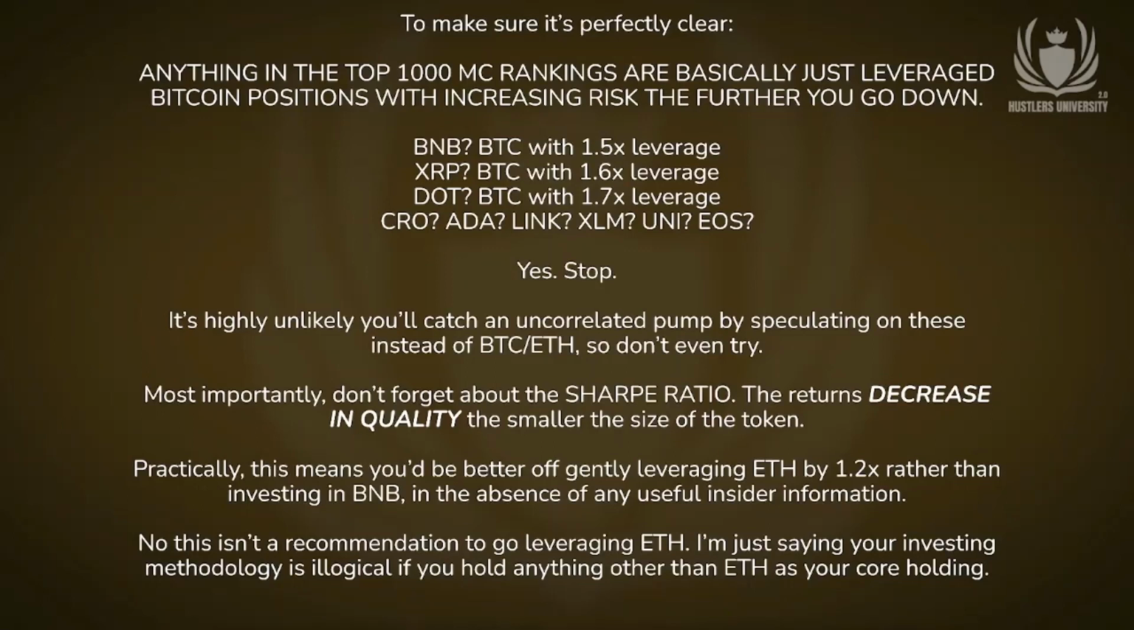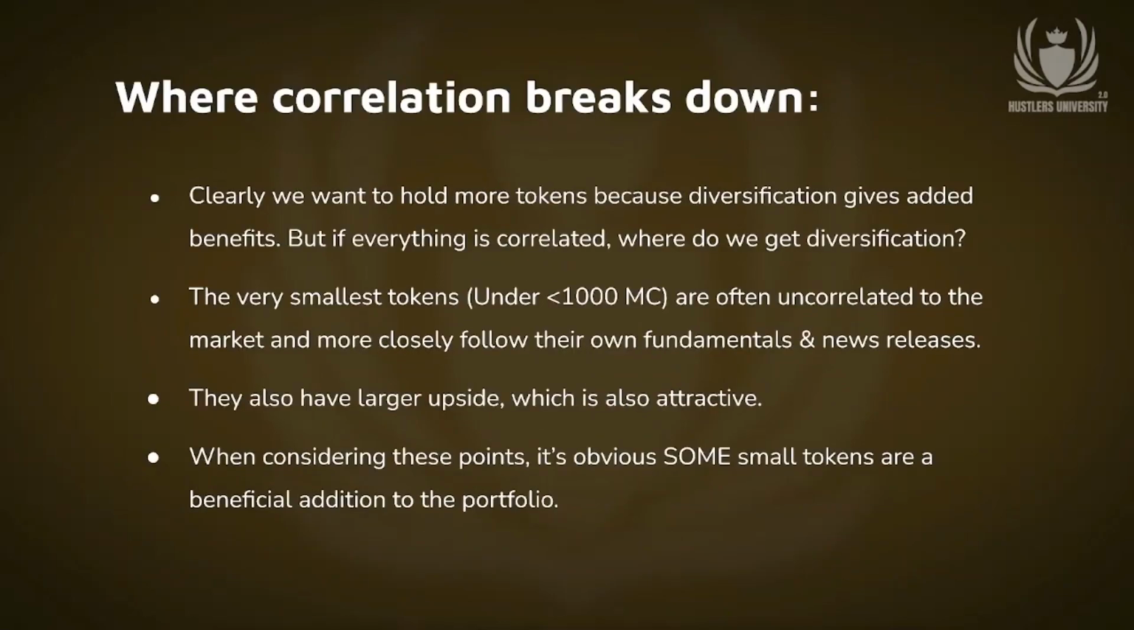It's highly unlikely you'll catch an uncorrelated pump by speculating on these instead of Bitcoin or Ethereum, so don't even try. Most importantly, don't forget about the Sharpe ratio. The returns decrease in quality the smaller the size of the token. Practically, this means you'd be better off gently leveraging Ethereum by 1.2x rather than by investing in BNB, for example, in the absence of any useful insider information. No, this isn't a recommendation to go leveraging ETH as soon as this presentation is finished. I'm just saying your investing methodology is illogical if you hold anything other than ETH as your core holding. So, next we're going to be exploring where correlation breaks down.